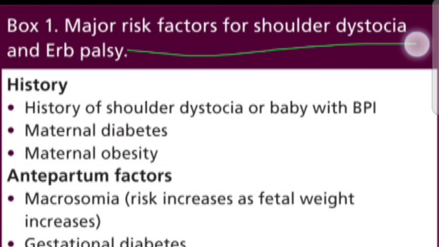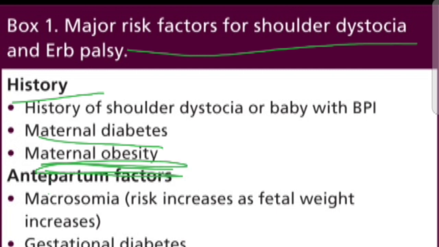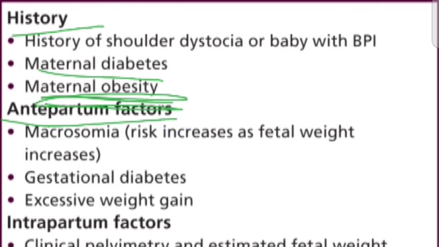Risk factors of shoulder dystocia. In the history section, if there is a previous history of shoulder dystocia, then absolutely this time there is a chance that shoulder dystocia may occur if the cause was related to the mother. If the mother has any underlying condition like diabetes or hypertension, that also leads to this condition, and if the mother has obesity, then definitely that too leads to it. Antepartum factors are during the pregnancy when the baby is growing. If the baby is growing too much, that is macrosomia, big baby size, that can lead to shoulder dystocia. Underlying conditions and overweight gain in the mother, definitely.